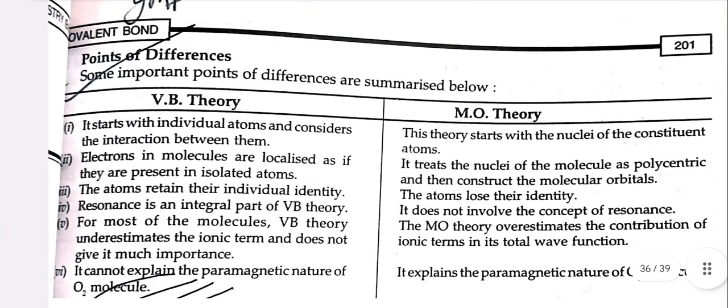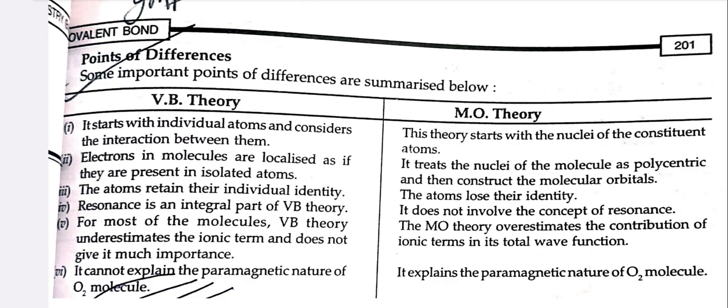Points of difference. Some important points of difference are summarized below. Valence bond theory starts with individual atoms and considers the interaction between them. Electrons in molecules are localized as if they are present in isolated atoms. The atoms retain their individual identity. Resonance is an integral part of valence bond theory. For most molecules, VBT underestimates the ionic term and does not give it much importance. It cannot explain the paramagnetic nature of the O2 molecule.